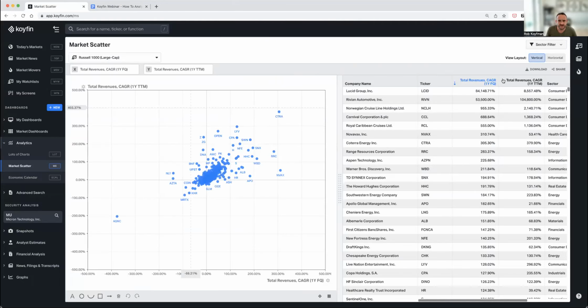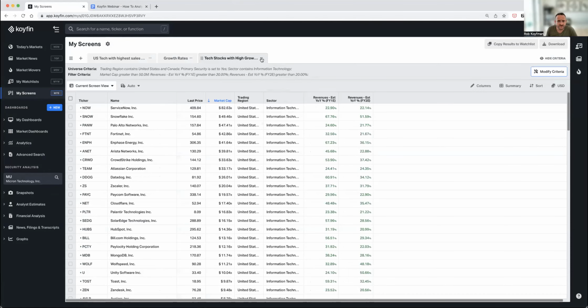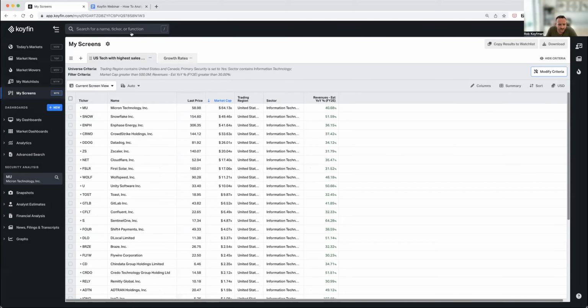Let me move next to the screener. The screener is located over here under My Screens. Let me delete this because I was looking at this before. We released the screener over the summer. It's been one of our most used features. Definitely give it a try. It's really intuitive, and we've gotten a lot of good feedback about it so far.